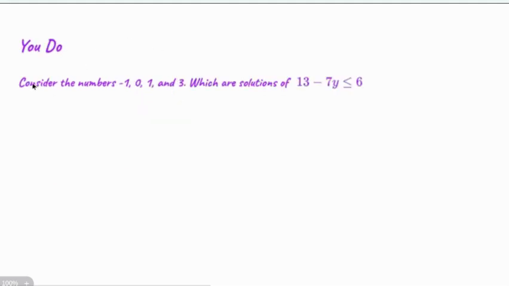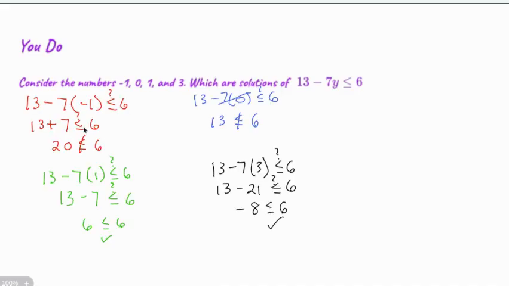All right, go ahead and take a second. Consider negative 1, 0, 1, and 3. Are they the solutions to this inequality here? Okay, so I went ahead and wrote down some of the work in advance. And we can see that negative 1 and 0 were not solutions. They didn't end up working out.